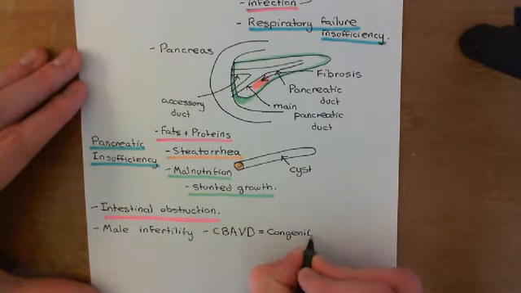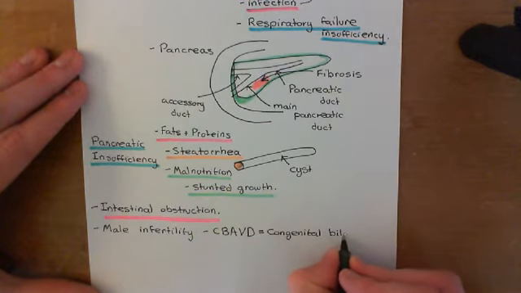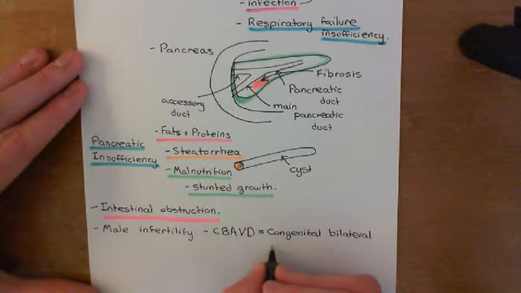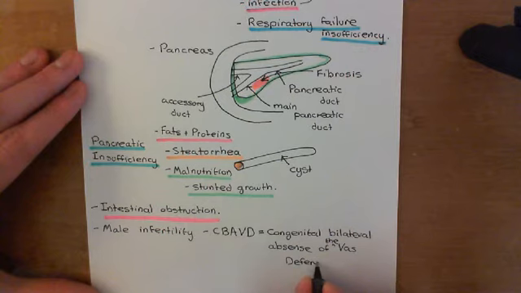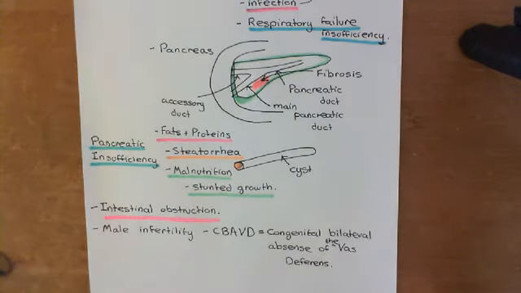So the C is for congenital, the B is for bilateral, the A is for absence, the OF doesn't get a letter, and then the VD is for the vas deferens. The vas deferens is the tube that leads from the epididymis, and we'll go over the anatomy of this later on, but it leads effectively from the testicles to joining the urethra.